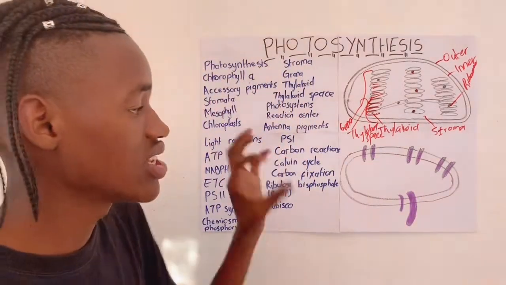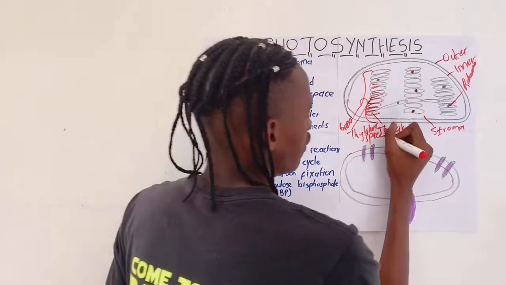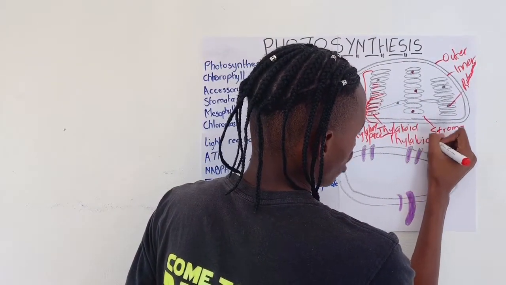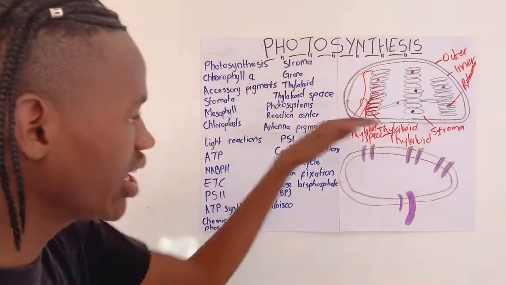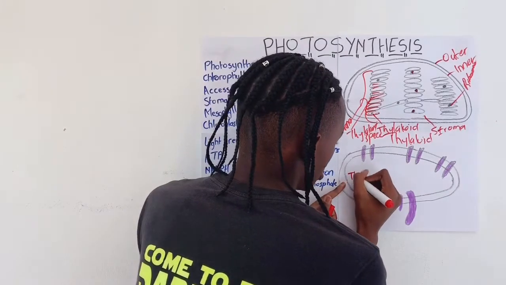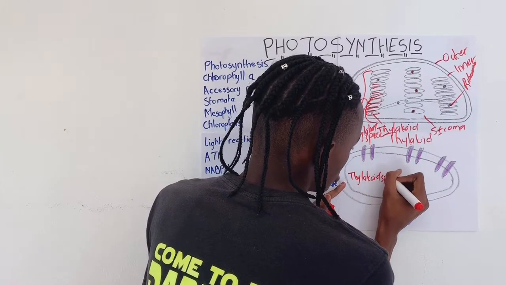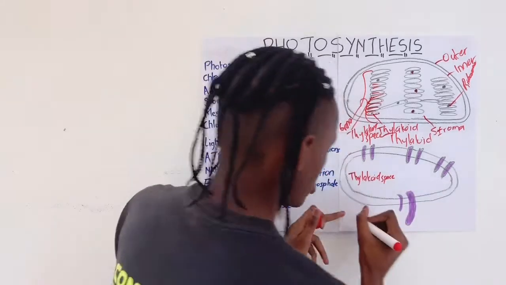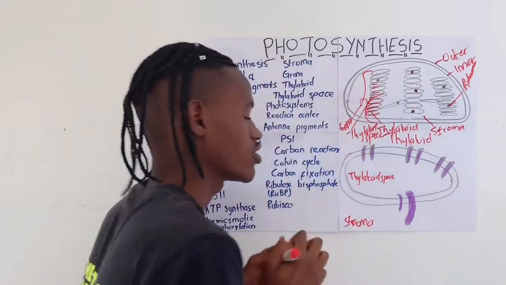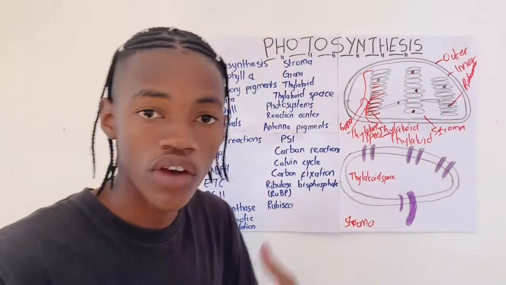This diagram is a representation of a thylakoid, right? So basically this is a thylakoid, and the space inside here is the thylakoid space, and outside it is the stroma. So now, what happens in the light reactions of photosynthesis?